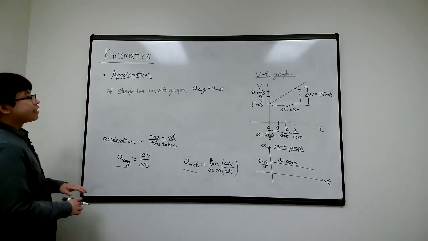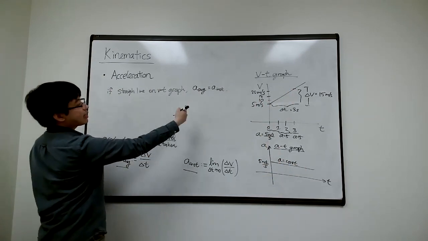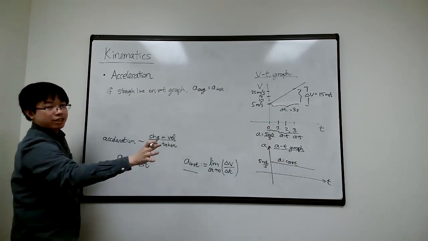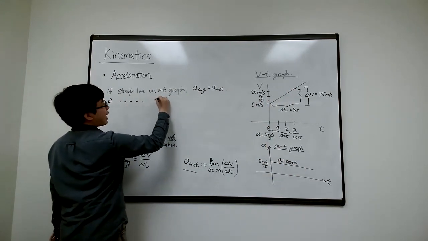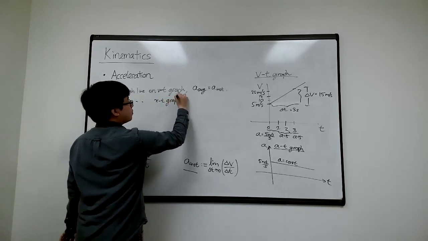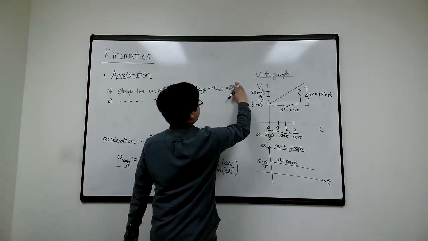Okay. All right. So this is also true, by the way, if it's a straight line on an XT graph, it means the velocity is constant. So let's put that down as well. If it's a straight line on an XT graph, velocity equals constant.